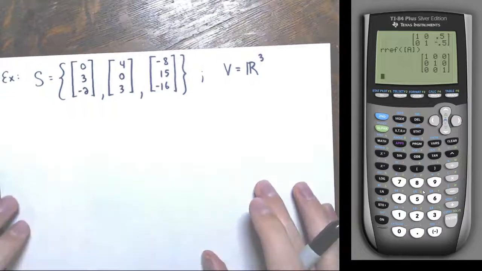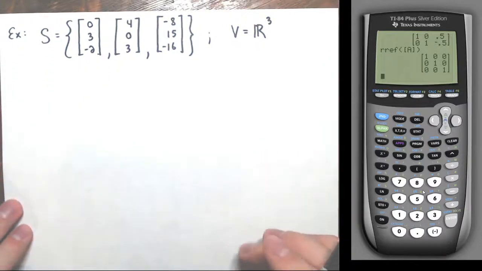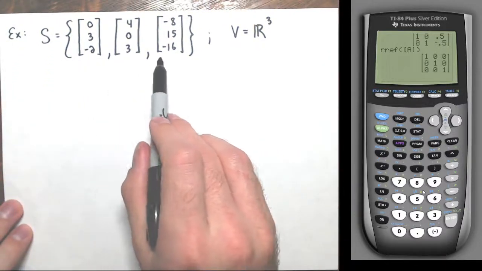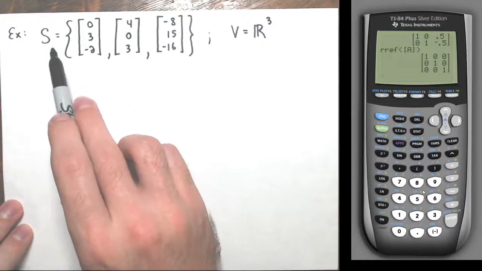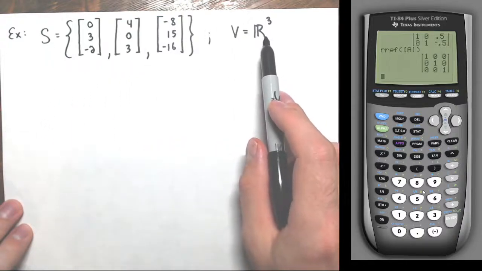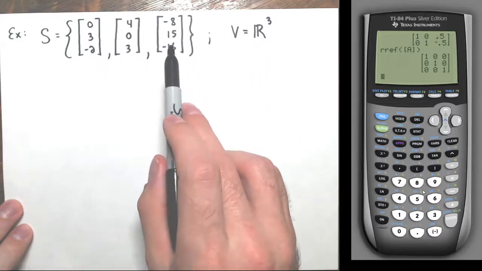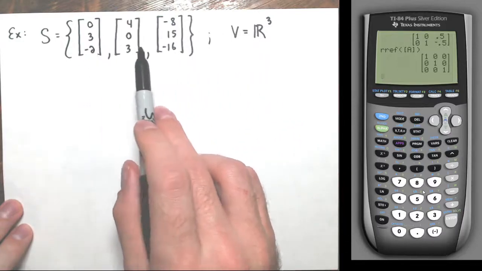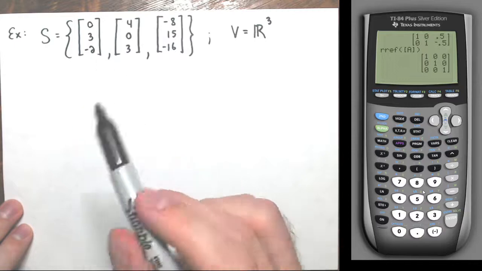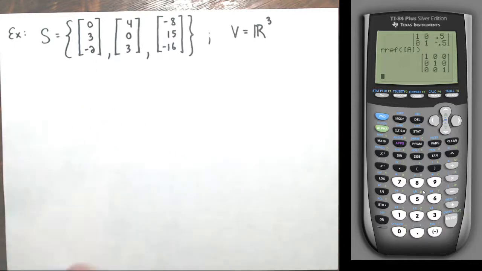Got another set of 3 vectors. So again, the question is: is S a basis for R3? So is every vector of R3 a linear combination of these 3? And are these 3 independent? So one more time here.